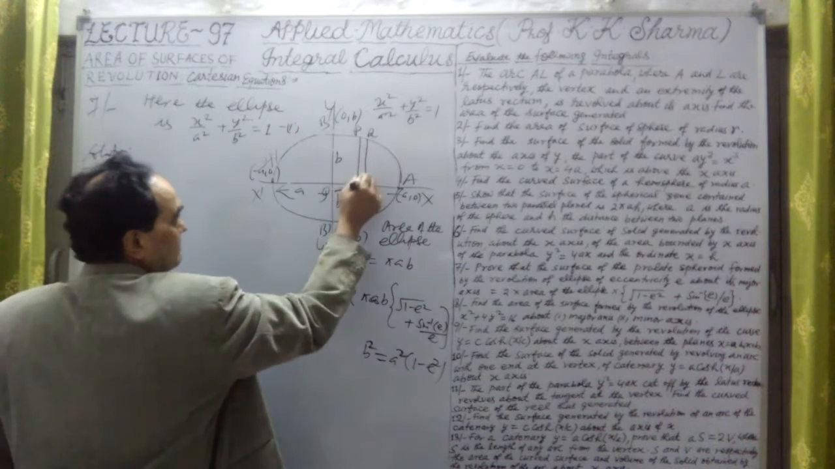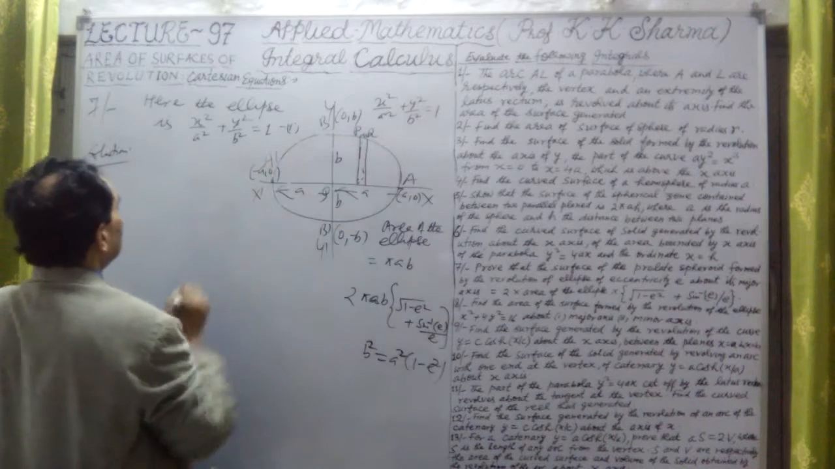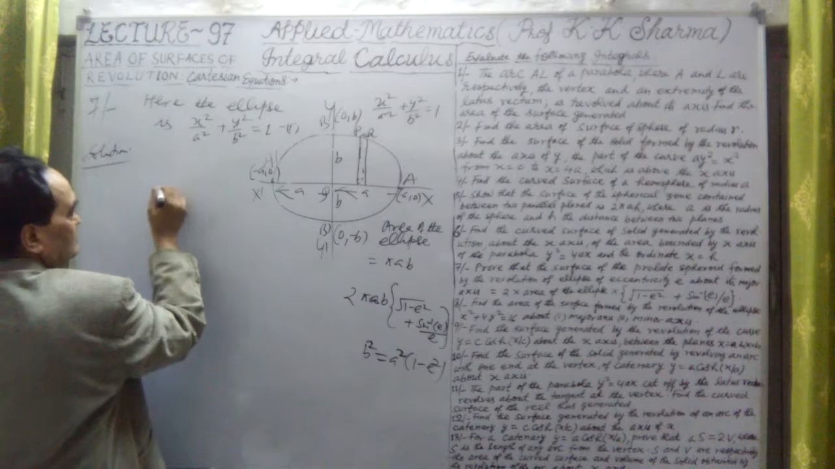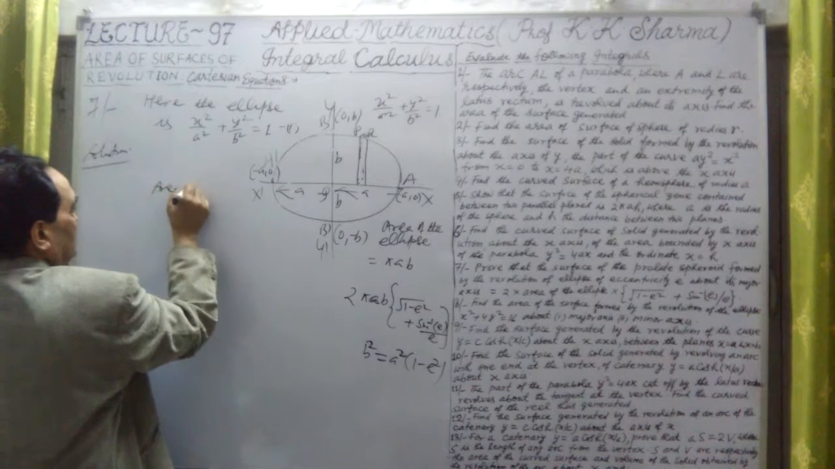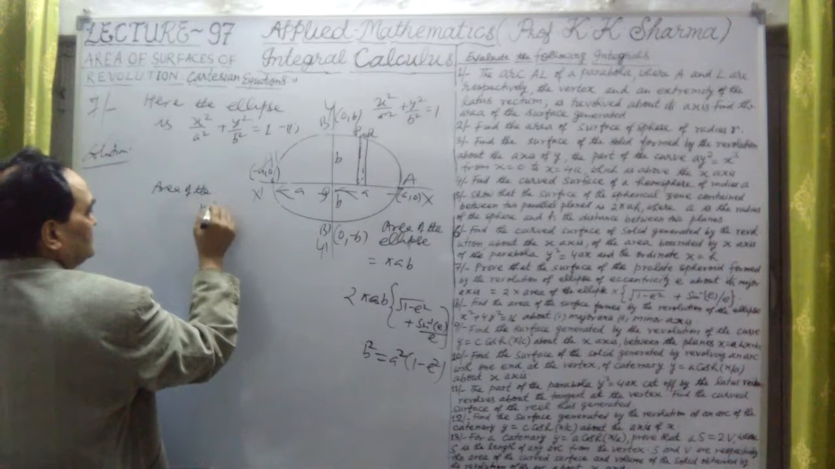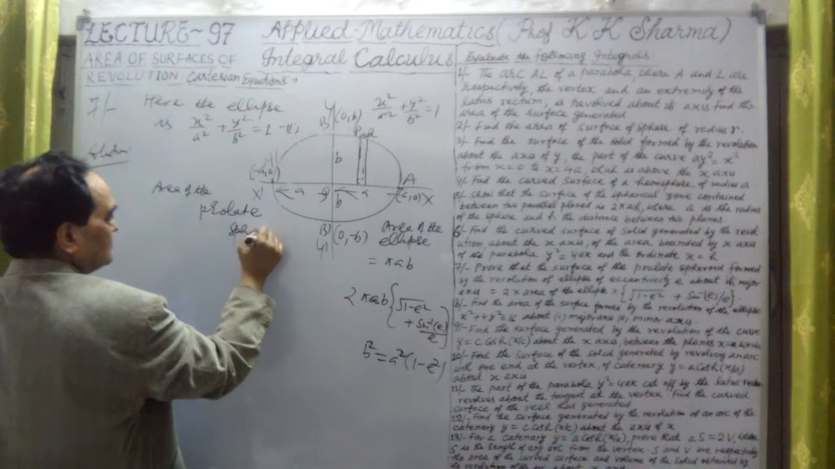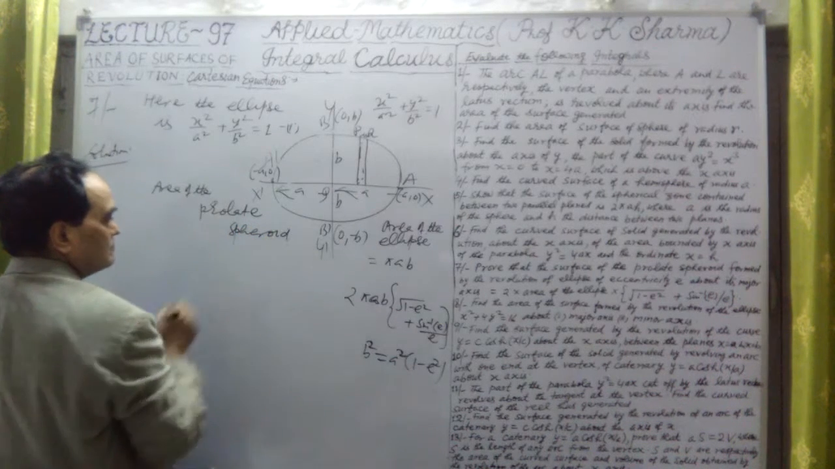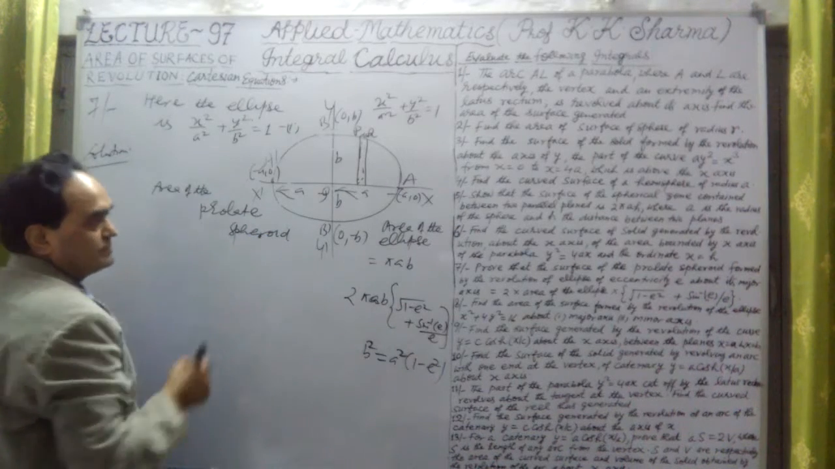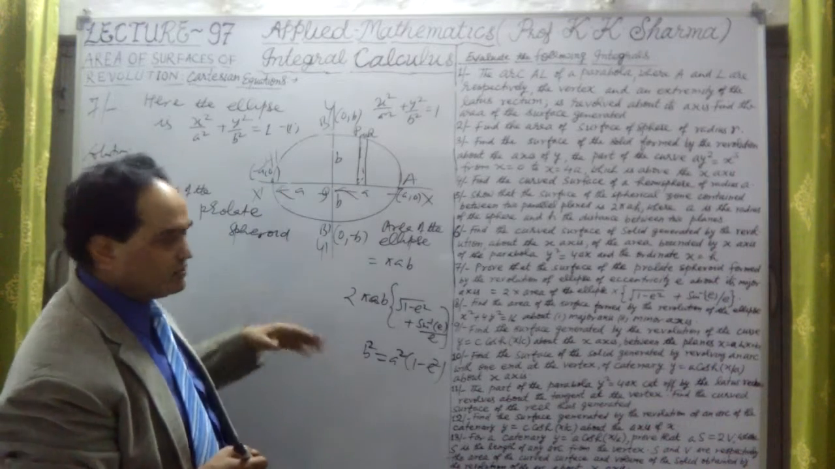Let me take ds as the arc length. So what is the area of this? Let me first write that: area of the prolate spheroid. This is a prolate spheroid, obtained by revolving this ellipse about its major axis, and that is known as a prolate spheroid.